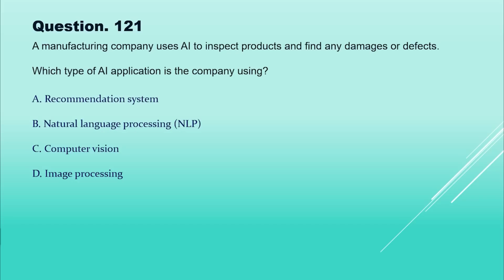So now let me reveal the correct answer here. Option C, computer vision, is the correct answer here, because it is a type of AI application that enables machines to interpret and analyze visual data from the real world, such as images or videos. And in this scenario, the company is using AI to inspect products for damages or defects, which involves analyzing visual inputs. So it makes computer vision the most appropriate answer. So option C is correct here.